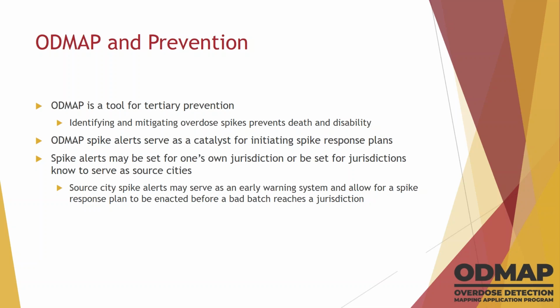And the spike alerts can be utilized not just within your own jurisdiction, but can also be set for jurisdictions known to serve as source cities. So, for instance, in Maryland, primarily drugs come from Baltimore into the suburbs. So some of those suburban counties may be interested in setting up a spike alert for Baltimore, because if there's a high number of overdoses in the city, it's likely there's a tainted batch of heroin and it may be making its way out to the suburbs.